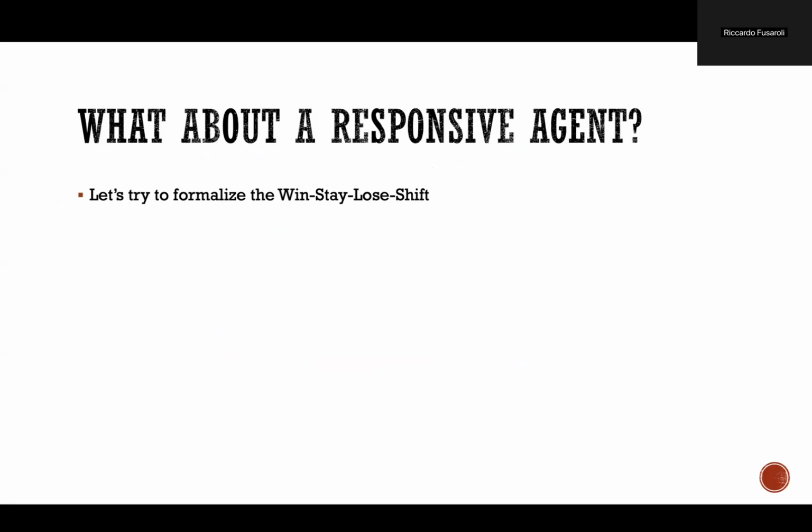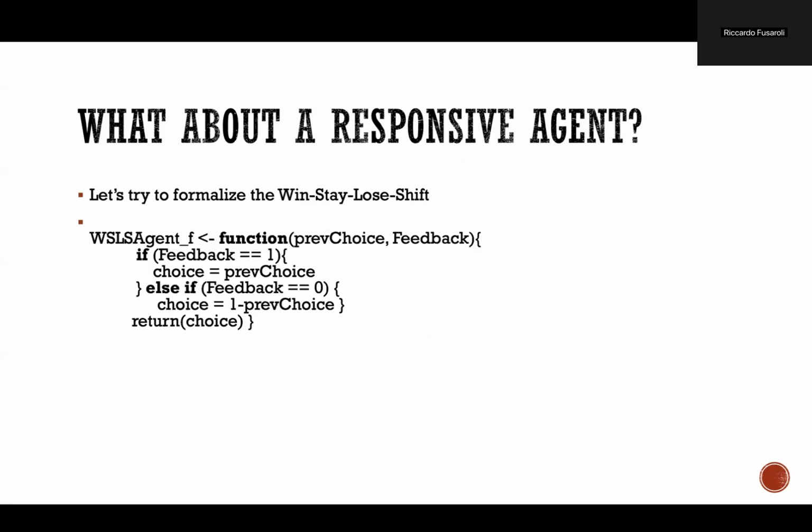So we formalized the Win-Stay-Lose-Shift. This is the Win-Stay-Lose-Shift agent, which has as input the previous choice and the feedback. Those are both inputs. We don't have a parameter. Why don't we have a parameter? Yes, Victoria? Because there's no probabilistic element, right?